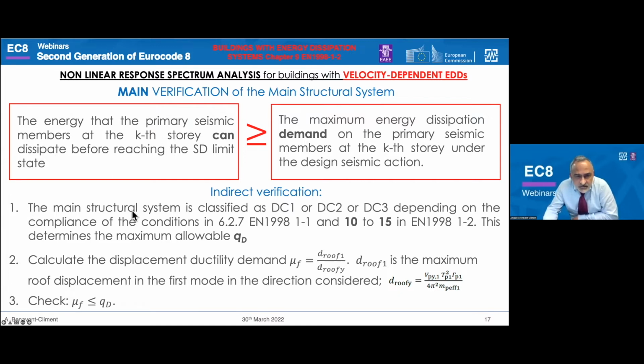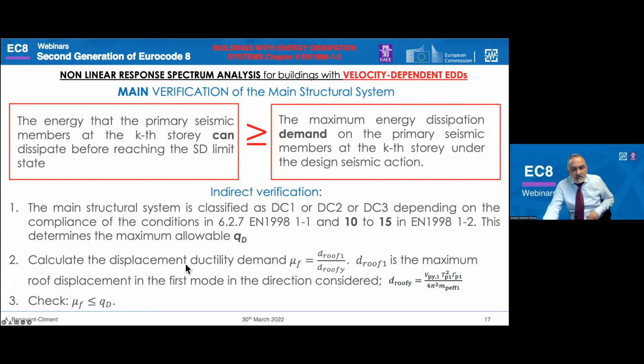First, the main structural system must be classified as utility class 1, 2, or 3, depending on the compliance of the conditions that are stated in clause 6 to 7 of part 1.1 and in sections 10 to 15 of part 1.2. This classification determines the maximum allowable Q factor for displacement, the maximum ductility factor QD.